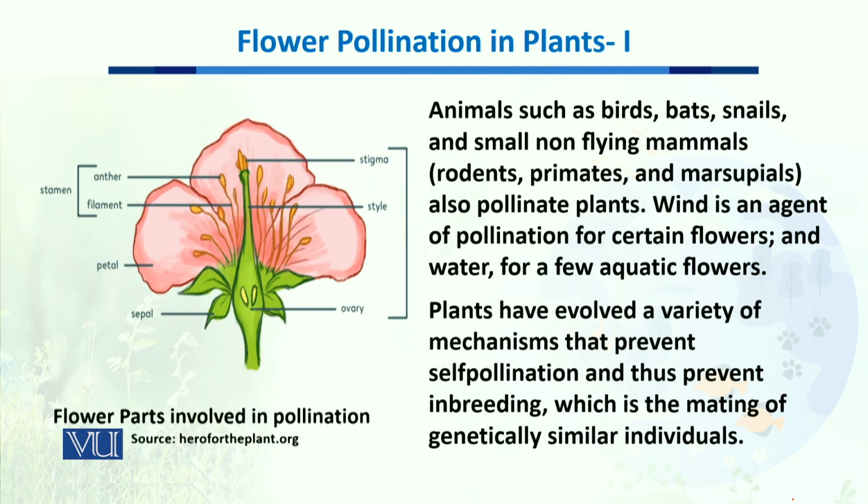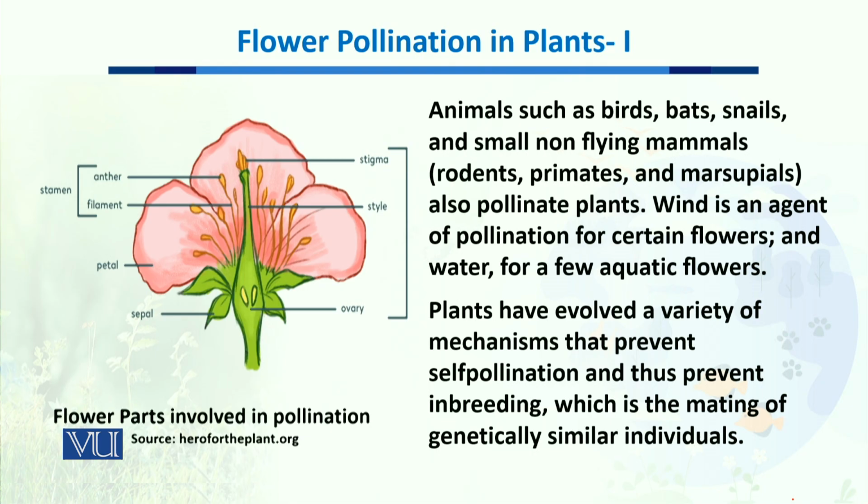Other animals such as birds, bats, snails, and small non-flying mammals, including rodents, even humans, can also help in the pollination of plants. Wind is an agent of pollination for certain flowers. Even in some flowers, water acts as the transport of pollen from one place to the other.